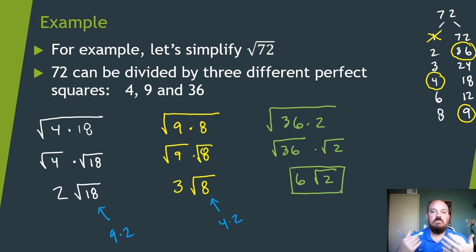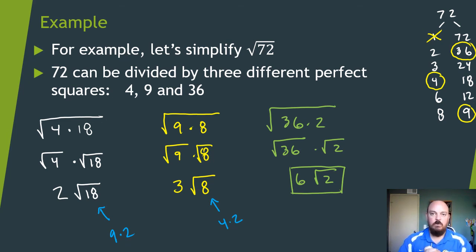So basically what we're saying here is, if you have more than one perfect square and you pick the biggest one, you'll be done with the problem in one step. The right answer to this question is 6 radical 2, or 6 times the square root of 2. You could get there from the first 2, but you would have to simplify again. You'd have to do 18 is 9 times 2, and the square root of 9 is 3, and 3 times 2 is 6, and you would end up with 6 radical 2.